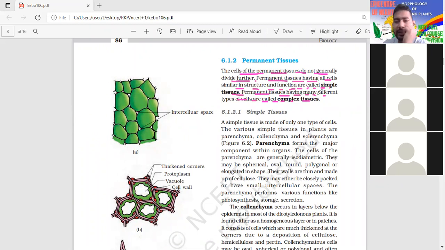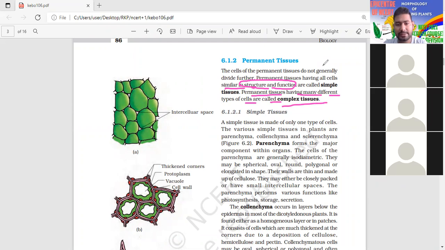If it is simple, what are they giving? I told you already, simple permanent tissue means permanent tissue having all cells similar in size, structure and function. Every cell should be similar in structure and function. So you can say this is the simple permanent tissue. And complex means the permanent tissue having many different types of cells and different functions. That is called complex tissue, which I told already.